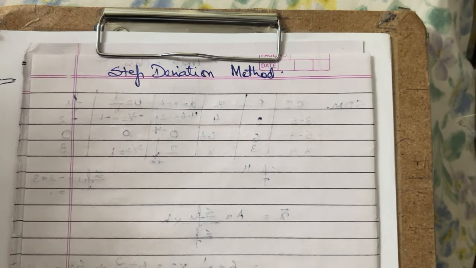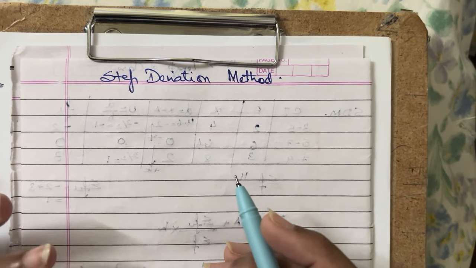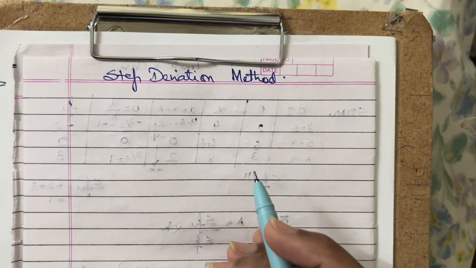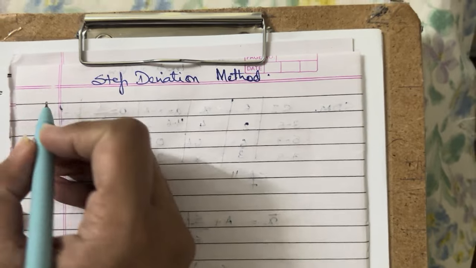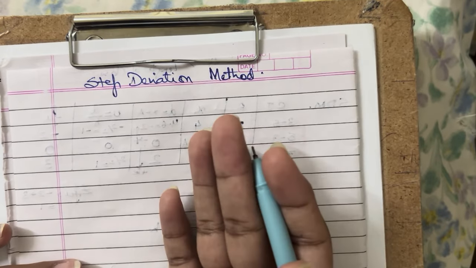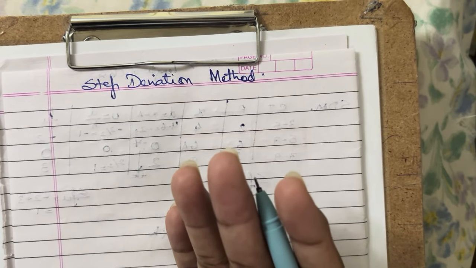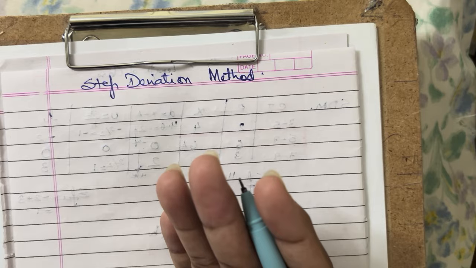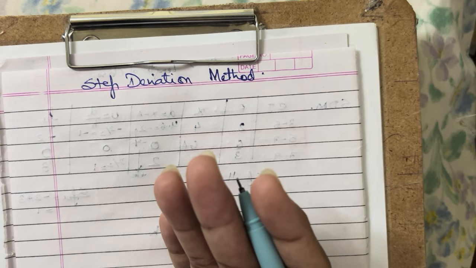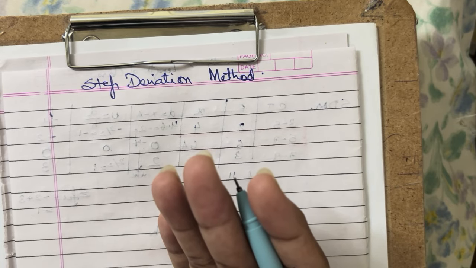Now let's just do it for certain questions on the step deviation method that we have, okay? Now, how do we choose whether I'm supposed to go with the direct mean method, assumed mean method, or with the step deviation method? So we have studied that in the previous one, and we are going to see certain questions where we are applying the step deviation method, okay?